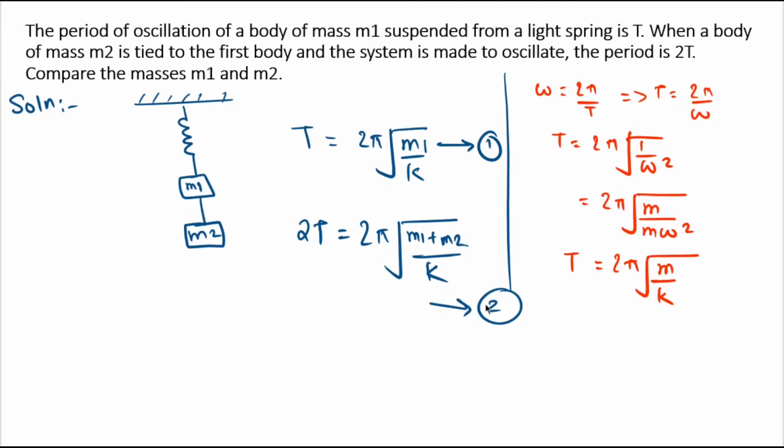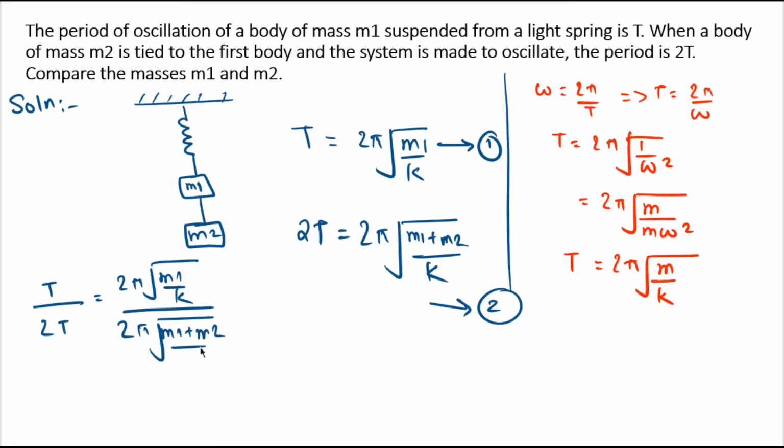Now we need to compare the masses m1 and m2. So dividing equation 1 and 2, we can say that T upon 2T will be equal to 2 pi root under m1 by k upon 2 pi root under m1 plus m2 by k. 2 pi cancel, T gets cancelled, which implies 1 by 2 is equal to root m1 upon m1 plus m2. I hope you understand how we got here.